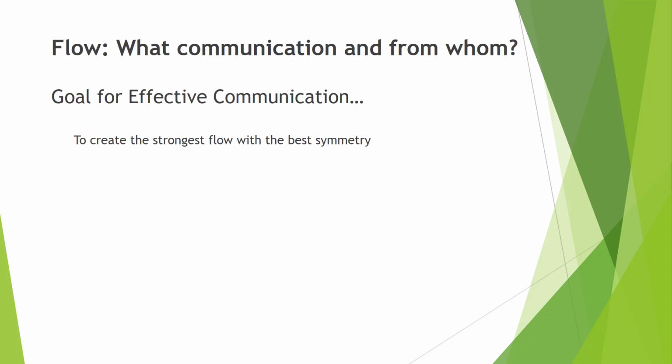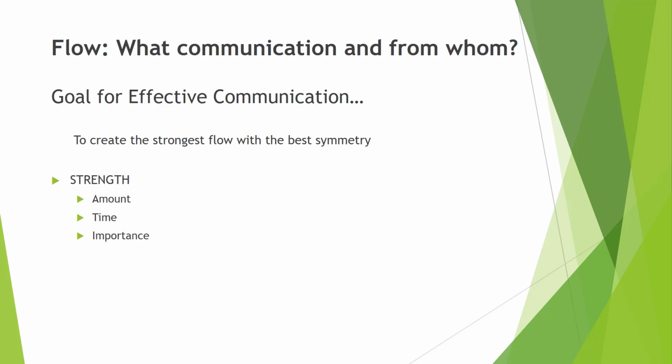What that comes down to is that fourth component of the flow. And actually, if you remember the class where we talked about informal communication and the whole who talks to whom, that flow of communication creates very important networks in organizations. And what you're trying to do with messages is create what we call the strongest flow with the best symmetry.